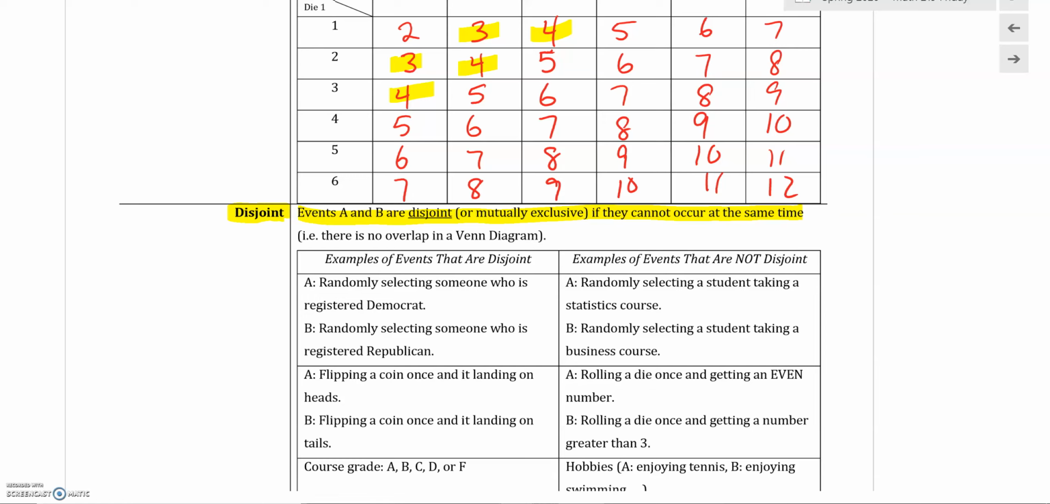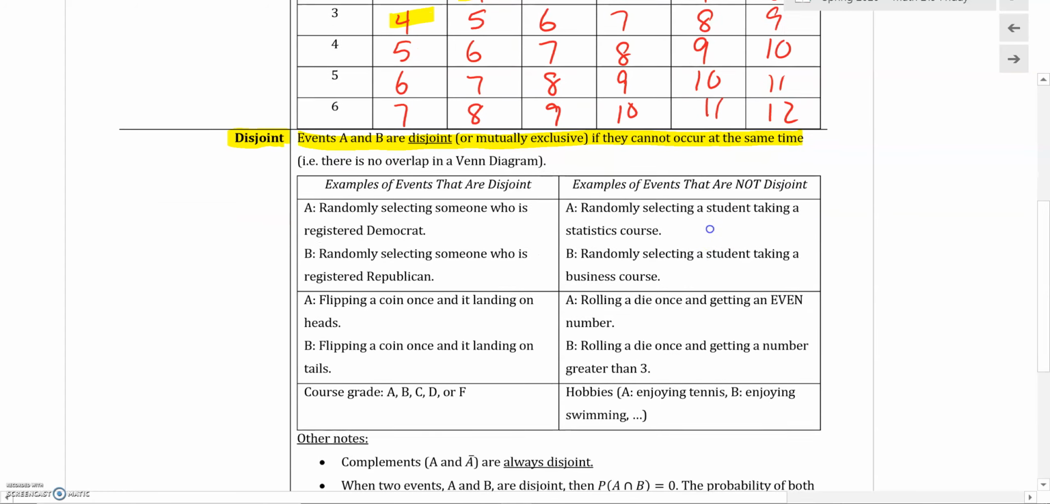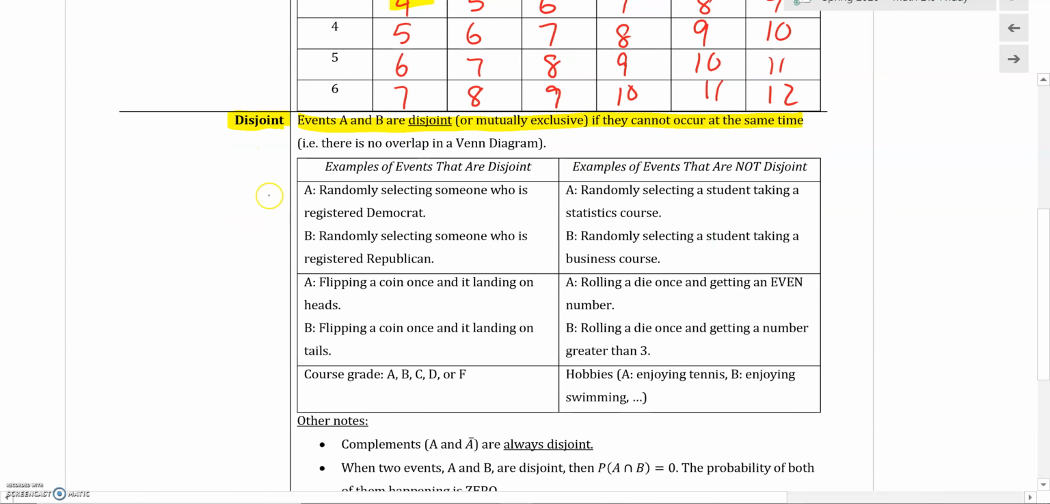For example, if one event is that it's raining, the complement would be that it's not raining. Those can never happen at the same time. And in fact, we'll see down below, an event and its complement can never occur at the same time. They are mutually exclusive. So here they give us some examples of mutually exclusive events. Randomly selecting someone that's a Democrat or randomly selecting someone that's a registered Republican. They can't be registered for both. It's one or the other.